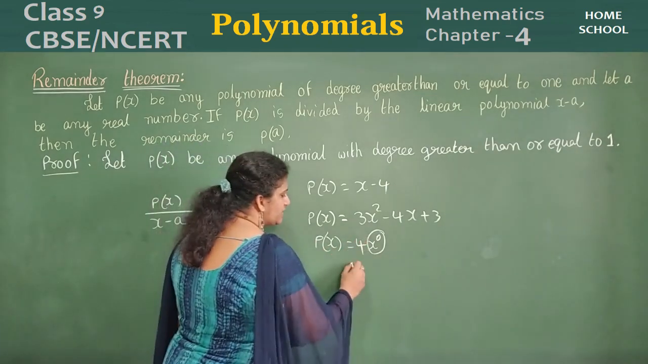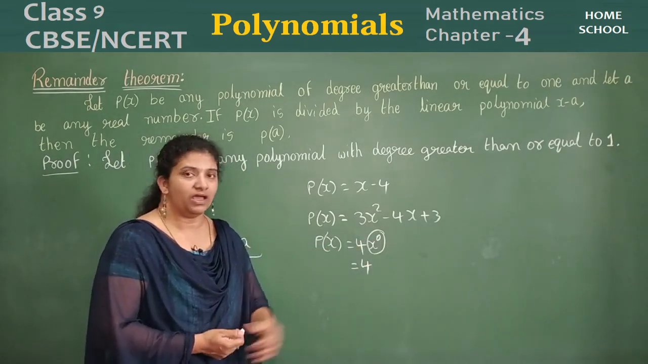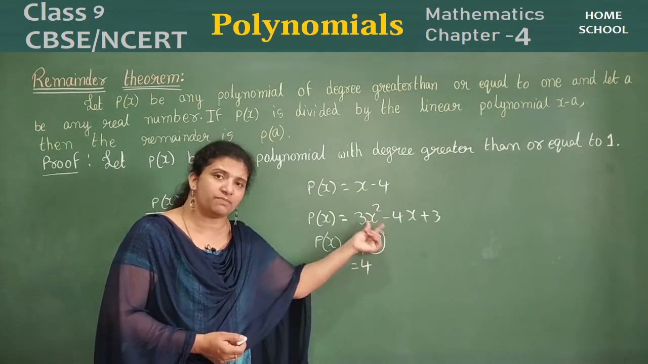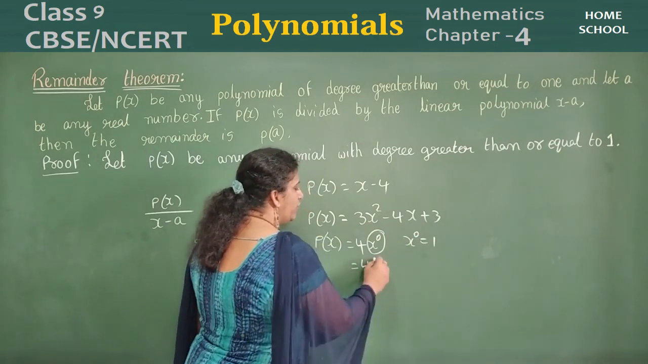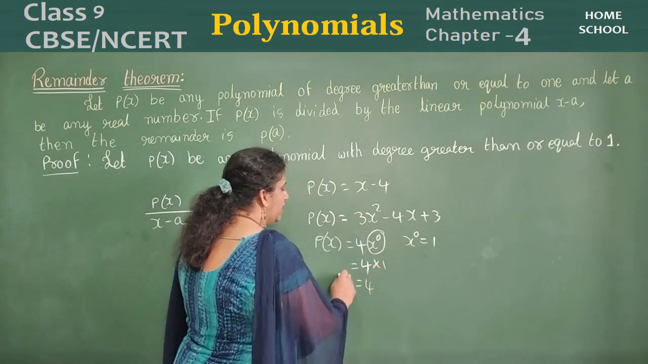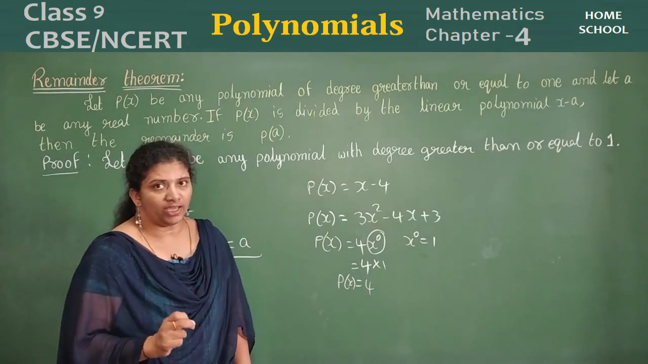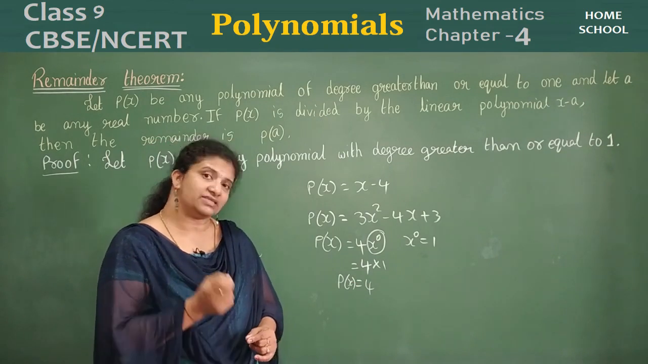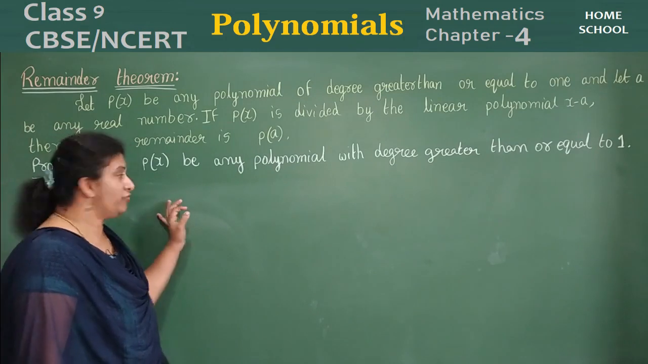Suppose I write 4, then 4 and 4 into x power 0 are the same. X power 0 means degree is there. X power 0 value is 1. 4 into 1 will be 4. Therefore, we call this a constant polynomial. When we have degree 0, then that is called a constant polynomial. So, let's start our proof here.